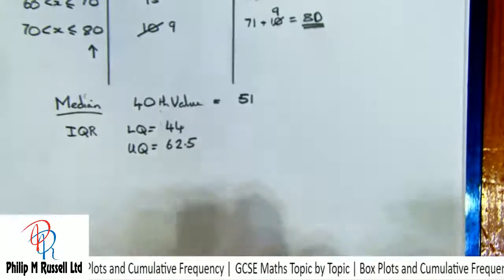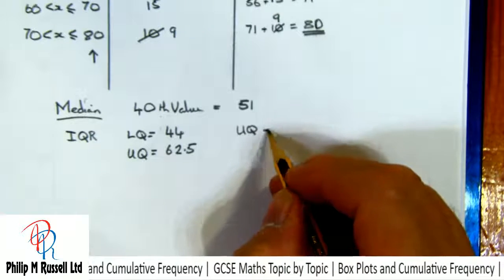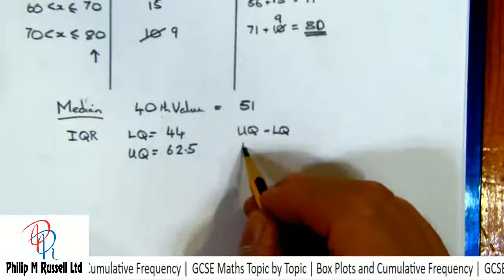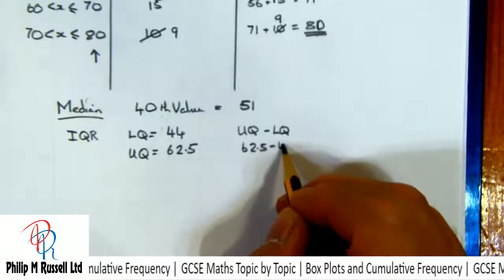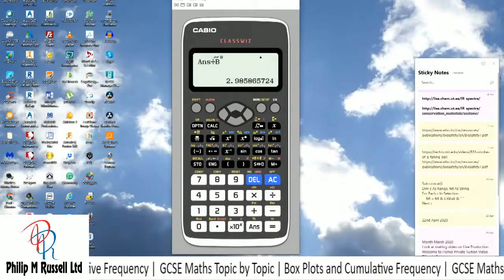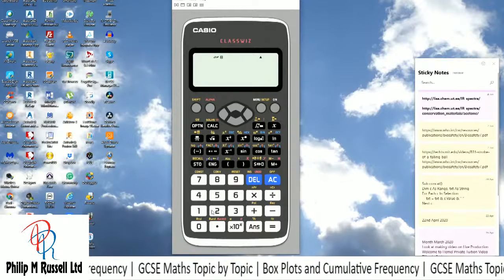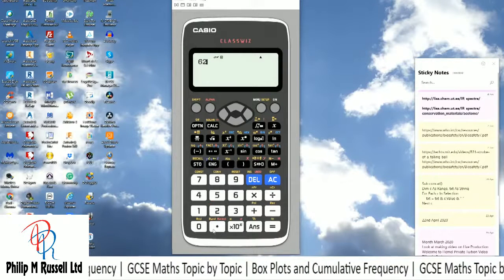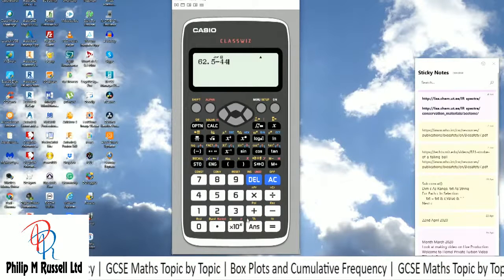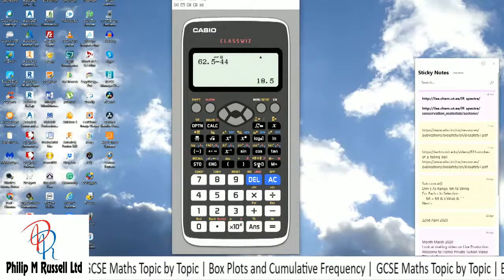My interquartile range will be my upper quartile minus our lower quartile, so that's going to be 62.5 minus 44. Let's do that on the calculator. So cancel, and then we'll put in our 62.5, and I'm going to take away 44. And that's going to give me 18.5.